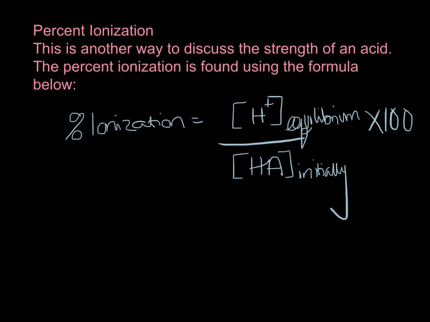Percent ionization is another way of describing the strength of an acid. The percent ionization formula is provided here, and it's the concentration of hydrogen ion at equilibrium divided by the initial amount of your undissociated acid, multiplied by 100. And again, the larger this value, the stronger it is. Strong acids have almost 100% ionization versus weak acids that are usually very small values.